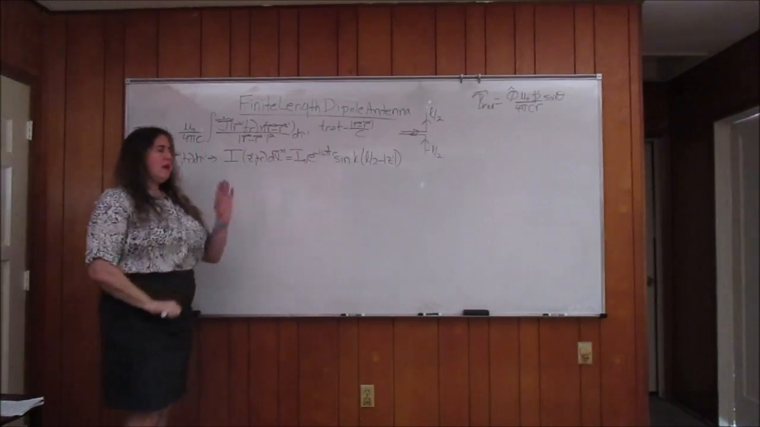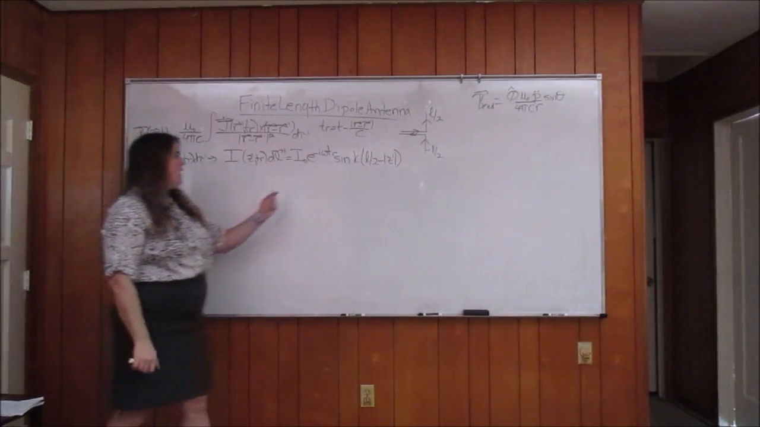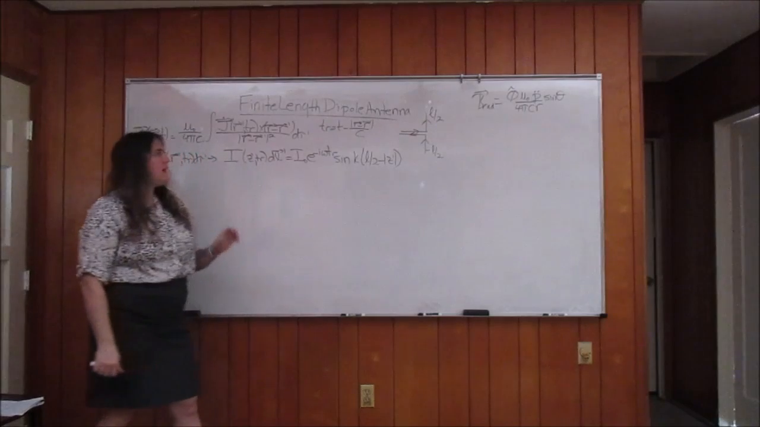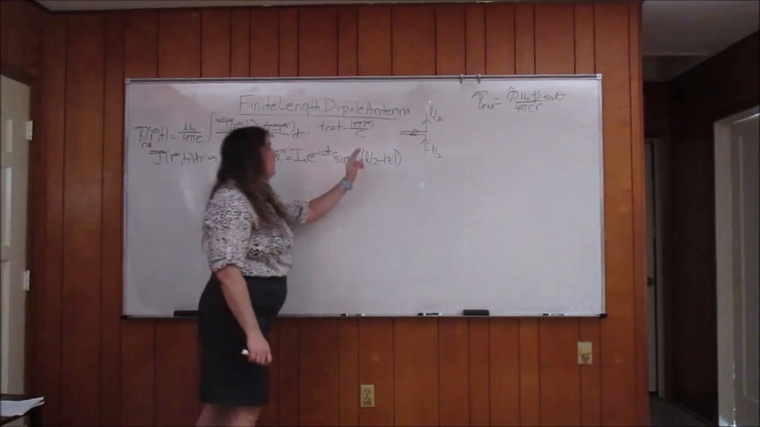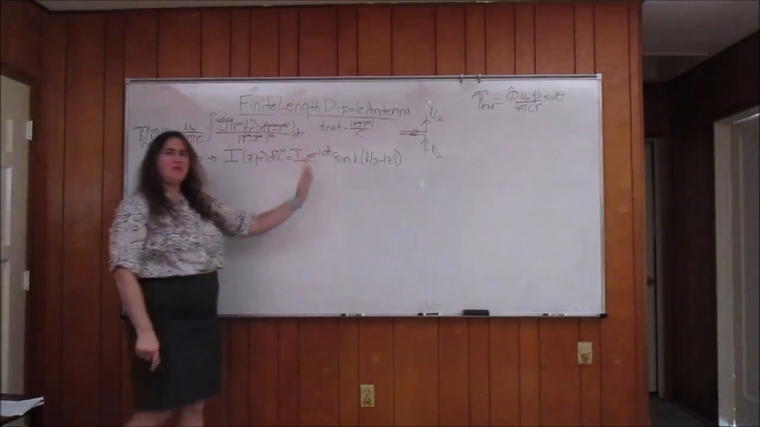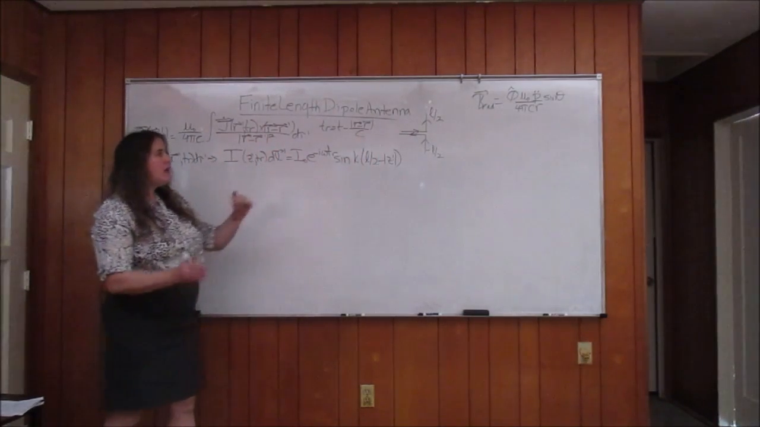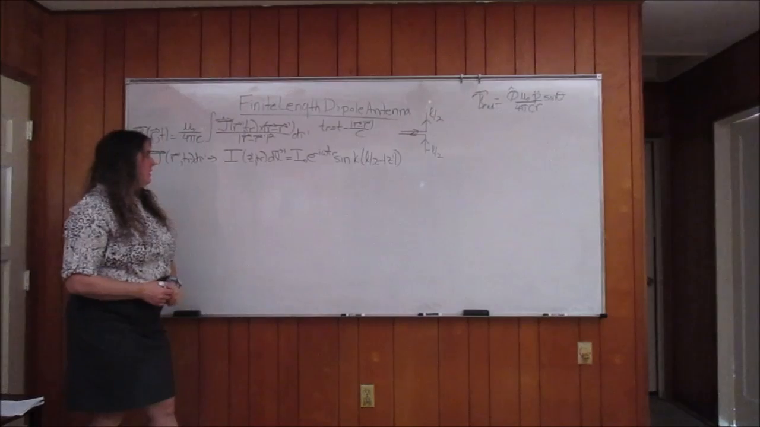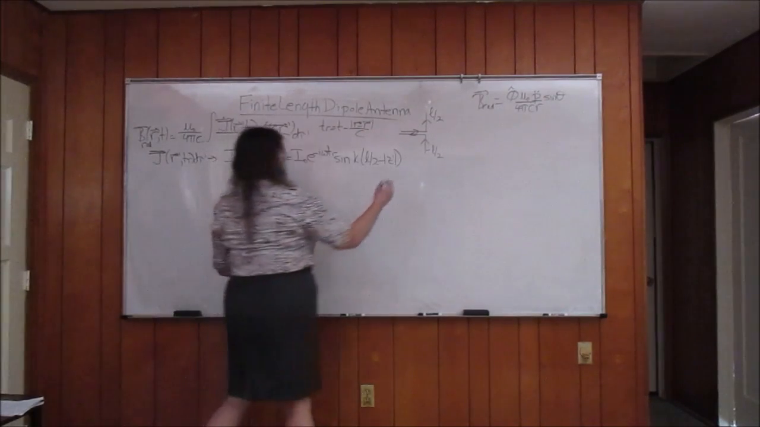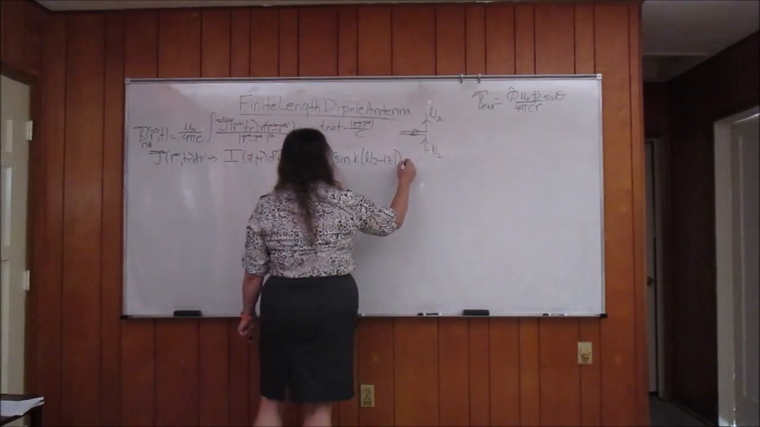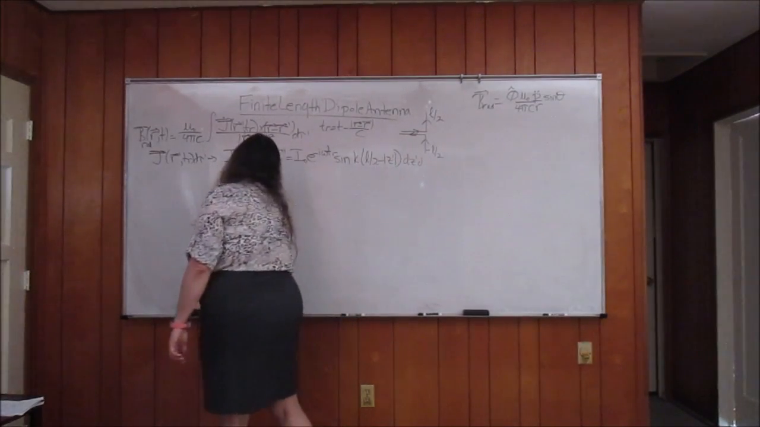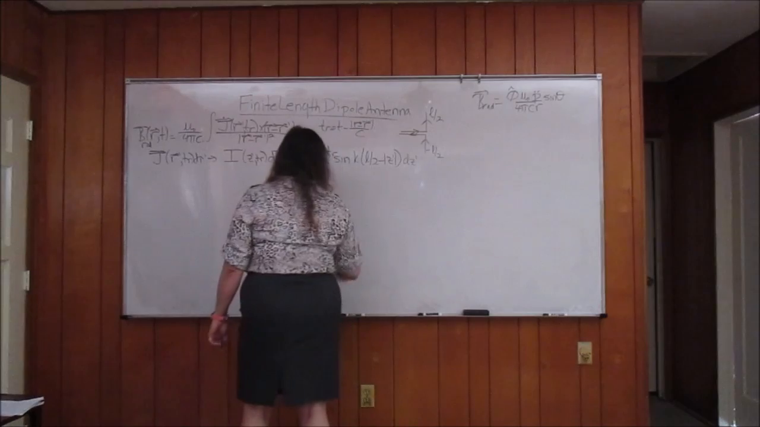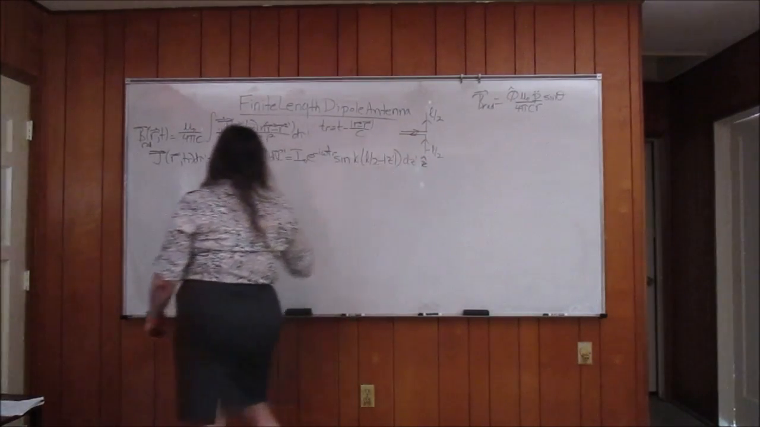Assuming that the antenna is of length L, and furthermore, let me just reiterate, it has been experimentally verified that the current is sinusoidal in nature and also has nodes at each end. So that is what we see here.